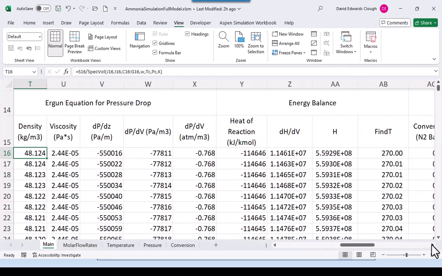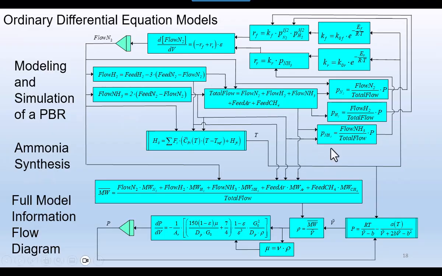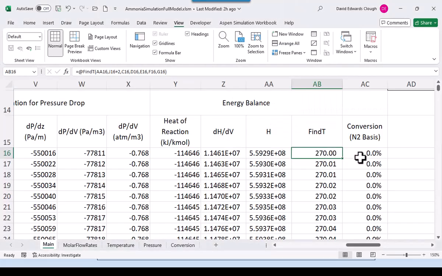We come back here, and this is now a little bit different because we've got our heat of reaction as before. And then we have now a derivative of H with respect to V, and we have our H value, and then we use a function to find the temperature. And the function finding the temperature is implementing this calculation right here, okay? So we do that, and we've got our calculation of conversion.